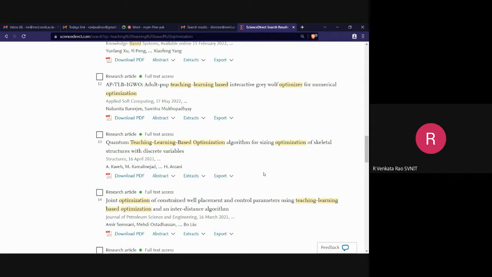Even recently, I developed the RAO algorithms. Those RAO algorithms are also gaining popularity, and many researchers are publishing research papers using RAO algorithms. And these TLBO or JAYA or RAO algorithms can be used for training neural networks, because in neural networks, you get those weights. So how to get those weights?